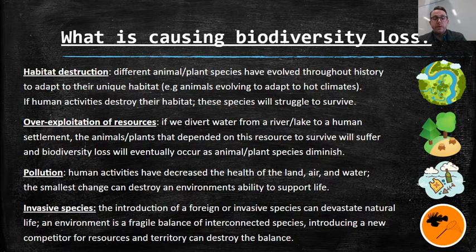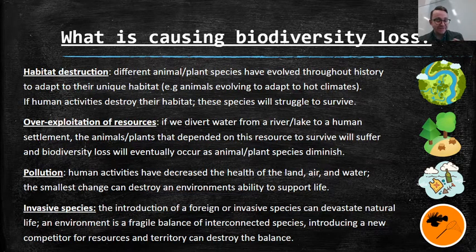Pollution. Human activities have decreased the health of not only the land, but the air and the water. Pretty much everything. The smallest change can destroy an environment's ability to support life. For those of you who are doing, I think you look at it in bio and maybe chem, you look at pH, you look at the acidity of soil and of water. If you change that just a fraction, it can kill everything that lives there.